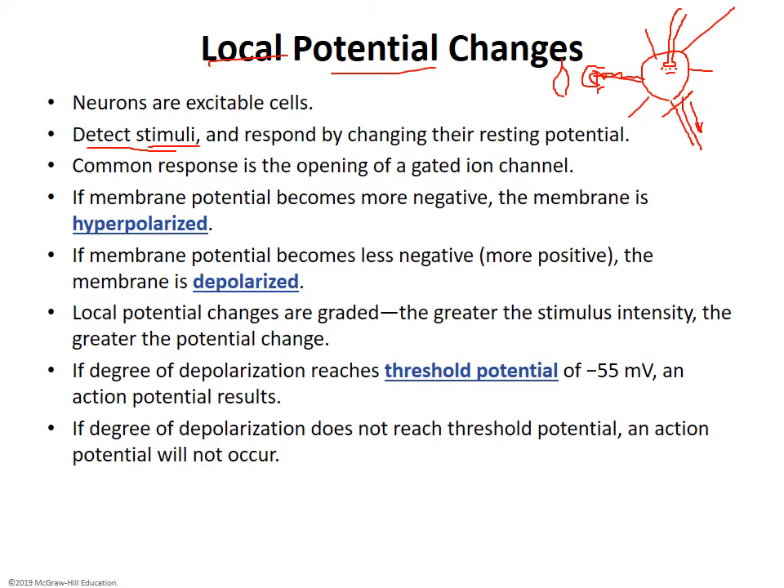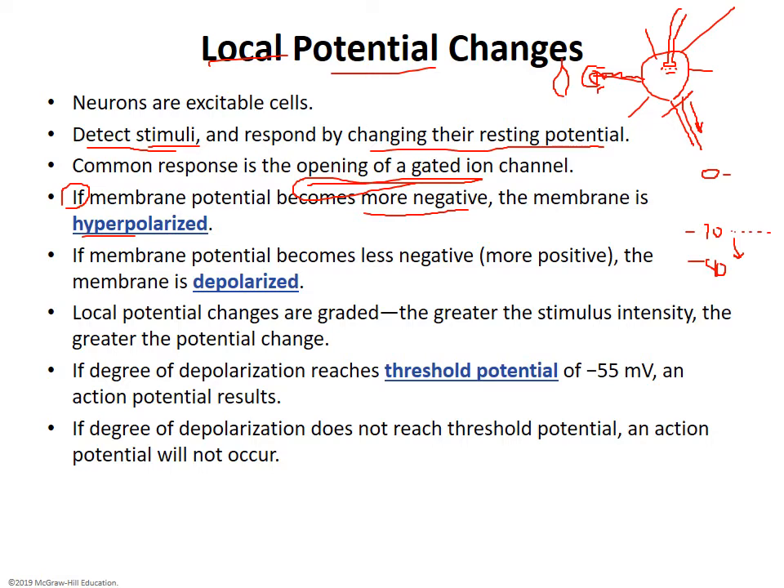Now, these local potential changes, which we're saying is just a change in the resting membrane potential, are going to be caused by the opening, as it says here, of gated ion channels. And as that happens, the membrane potential can become more negative. If it becomes more negative, it is called hyperpolarized. So if I have 0 on the scale here, and I have negative 70 here, and let's say it goes down to negative 80, it has been hyperpolarized. This little dividing line here is where normal is, and it goes down. That's a hyperpolarized axon.